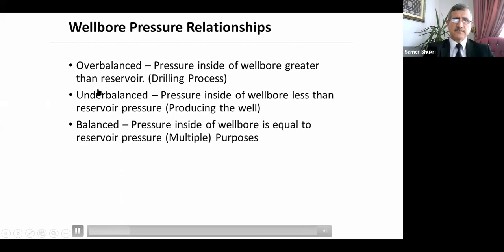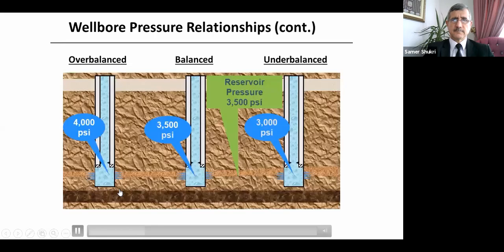where the pressure inside of the wellbore is greater than reservoir pressure, normally occurring when we're drilling a well. The second scenario is called underbalanced, where the pressure inside of the wellbore is less than the reservoir pressure, normally occurring when we're producing the well. The third scenario is called balanced, where the pressure inside of the wellbore is equal to reservoir pressure.